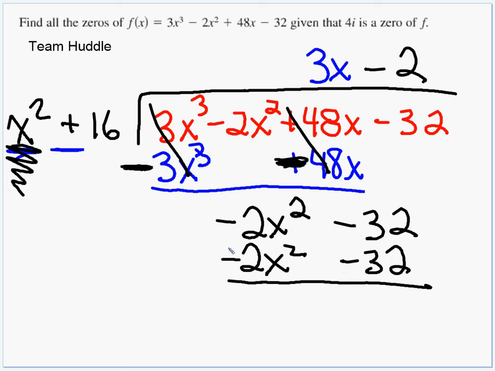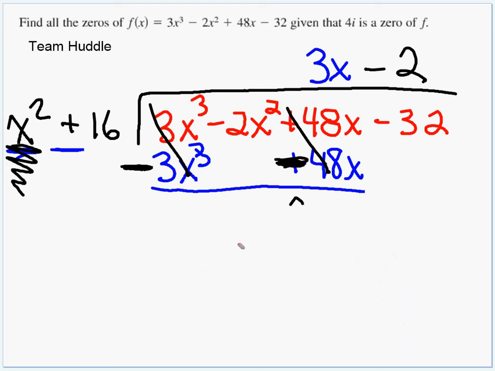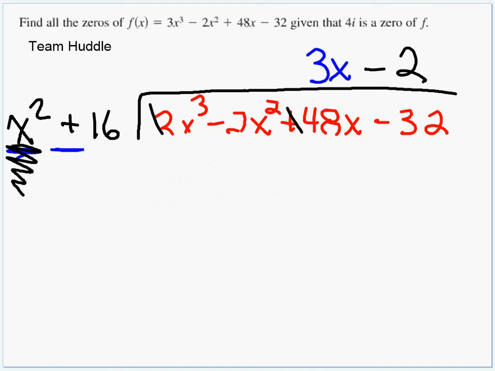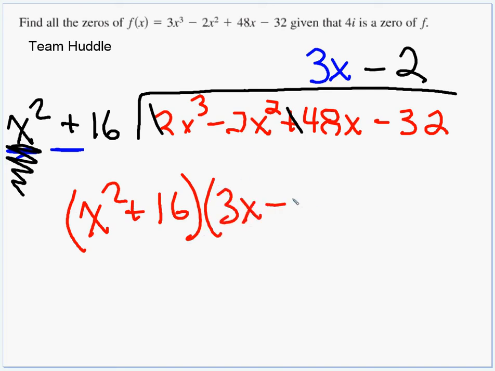If I distribute a negative and add, we get zeros. So there is no remainder. Our factor did work out nicely. So we had the x squared plus 16, and then we found this 3x minus 2.